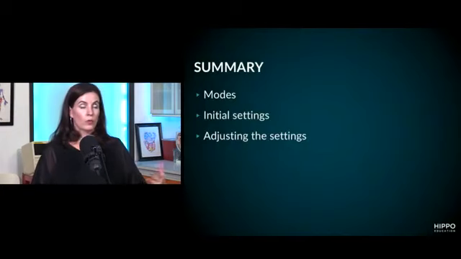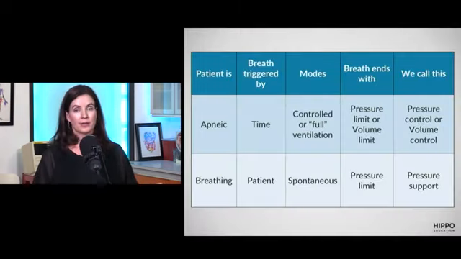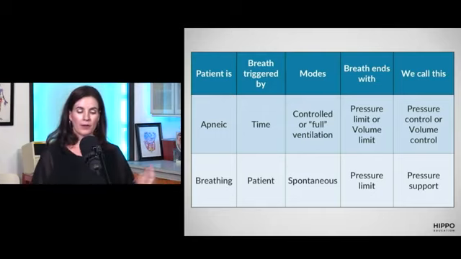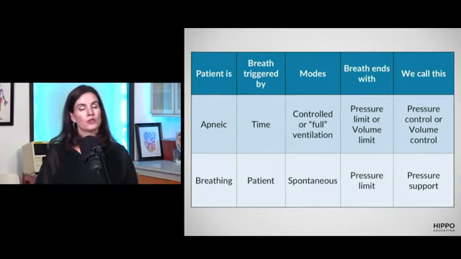So what we've walked you through is an overview of the modes, the initial settings, and adjusting those settings. I'm going to remind you of the high points because sometimes it's useful either just to snap a picture or to write this down to keep it in your memory for the next time you have that intubated patient. In general, in the emergency department, after you've done your rapid sequence, your patient is paralyzed, so you're going to use full ventilation. The breath is going to be triggered by time, and then you're either going to set a pressure limit or a volume limit, and we'll call that pressure control or volume control.